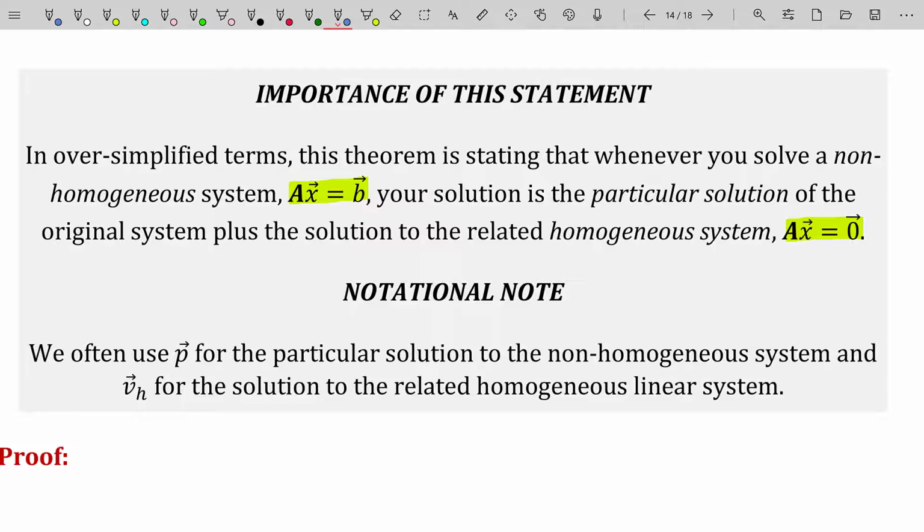It's just that the solution to the homogeneous system is actually going to just pop out. You don't actually have to go to the homogeneous system to solve that. It's not twice the amount of work. It's just as you're solving the non-homogeneous system, you get the solution to the homogeneous system.